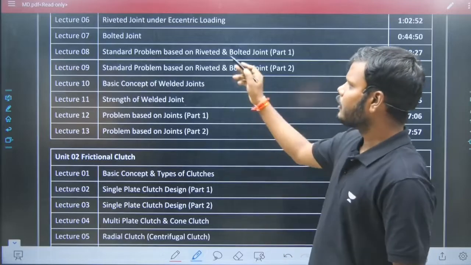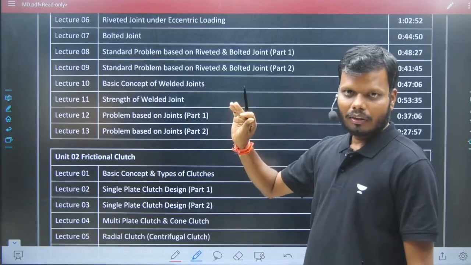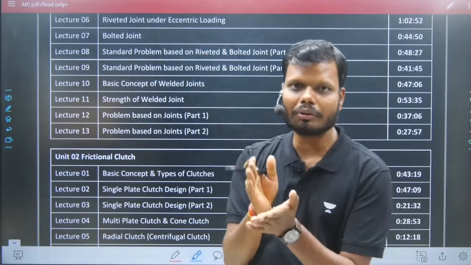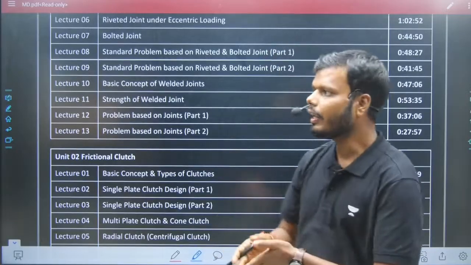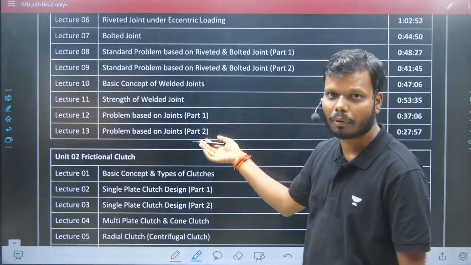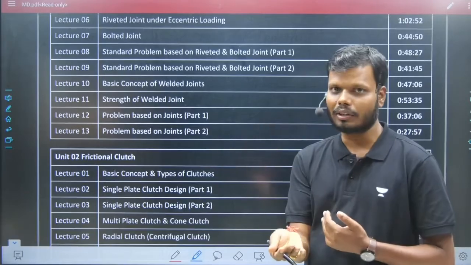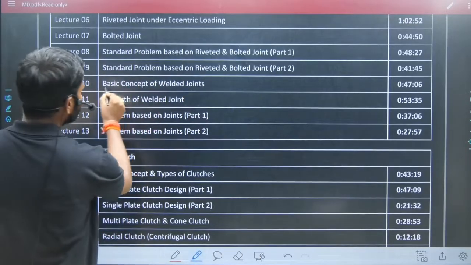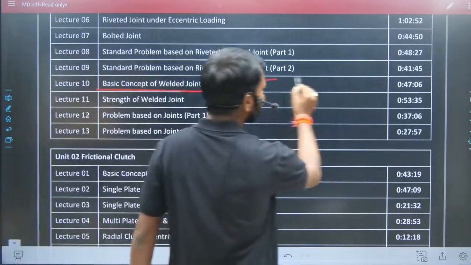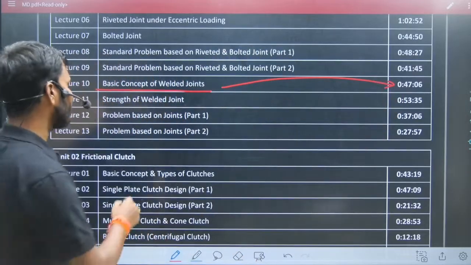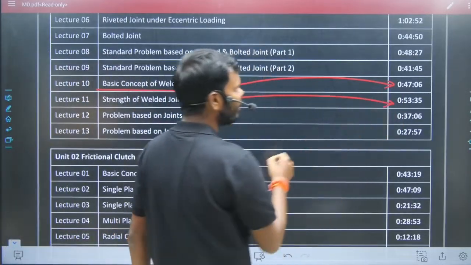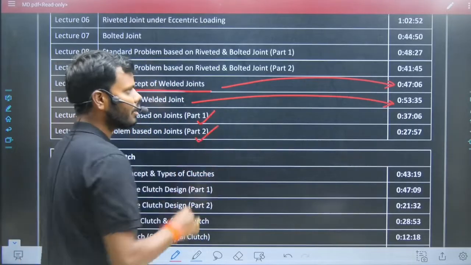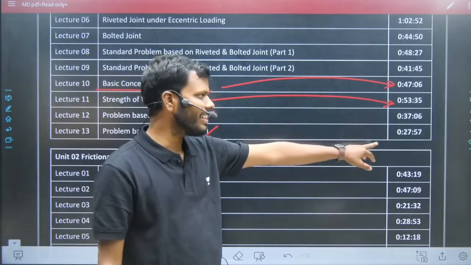Next, basic concept of welded joints. We separated these concepts into two parts. First, riveted and bolted joint concepts are covered in one part, and concepts and problems of welded joints are covered in another part. That is a very important point. Basic concepts of welded joints are covered in 47 minutes 6 seconds. Next, strength of welded joints is covered in 53 minutes 35 seconds, and problems based on joints, part 1 and part 2, are covered in 37 minutes 6 seconds and 27 minutes 57 seconds.